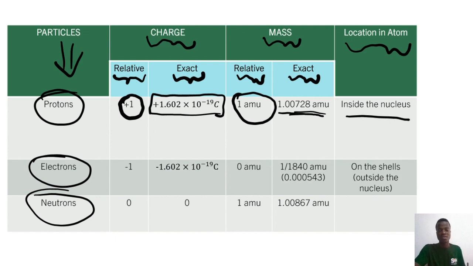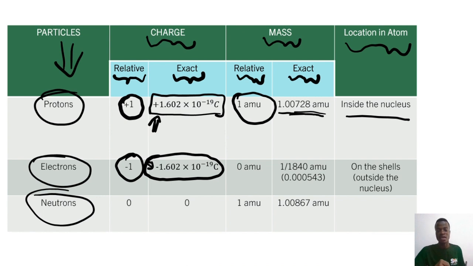If you go to electron, electron is the opposite of proton. So in terms of charge, this one is relative positive one, and this one is negative one for electron. For the exact charge, they have the same charge. Take note of that. They have the same charge, but just the polarity or the sign is what changes. So here is positive, but this one is negative, but the same magnitude: 1.602 times 10 to the power negative 19 coulomb.